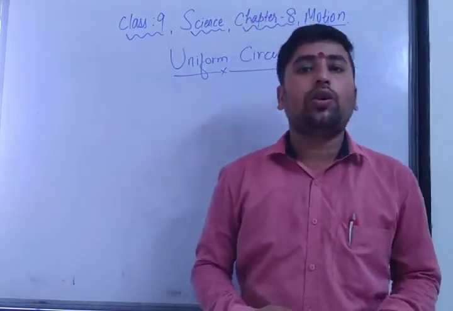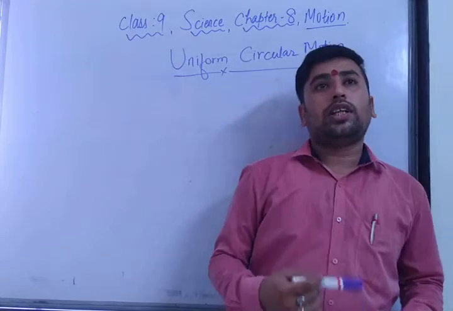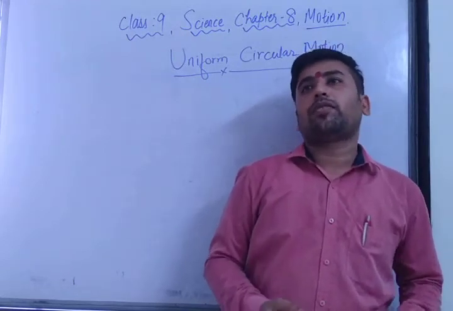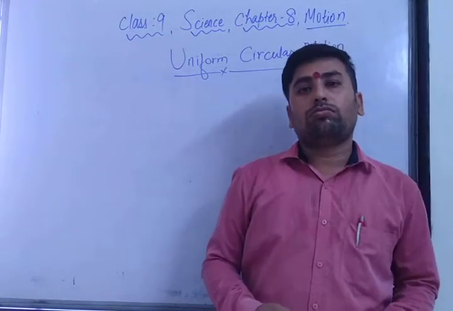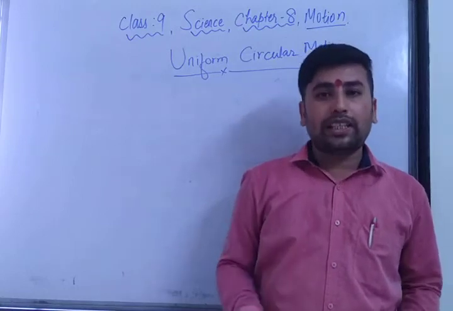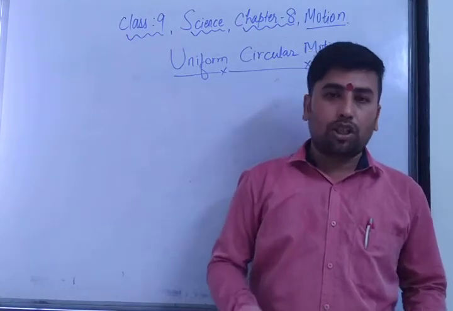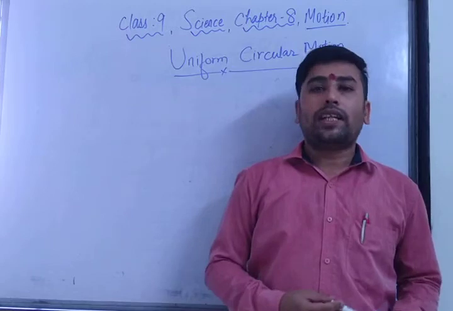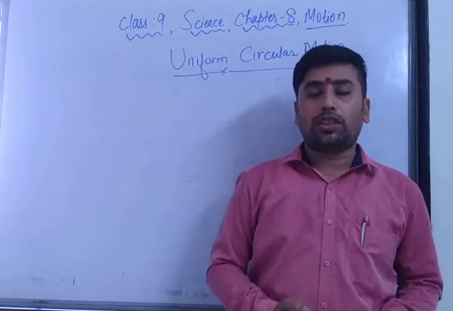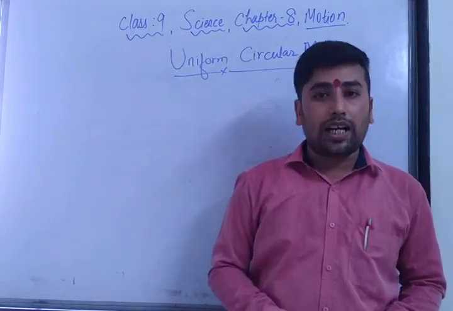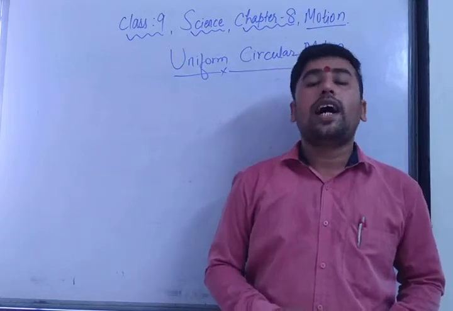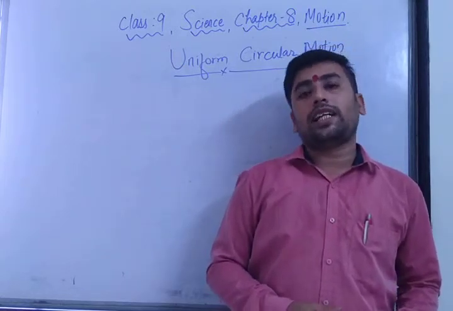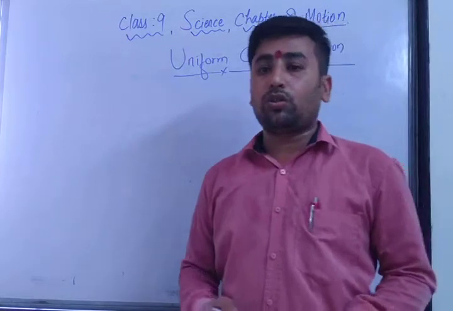In the previous video I had explained the equations of motion, like v minus u is equal to at, or v minus u by t is equal to a, the acceleration formula: final velocity minus initial velocity upon time taken. After that I explained the distance formula, s is equal to ut plus half at square, and then v square minus u square is equal to 2as.